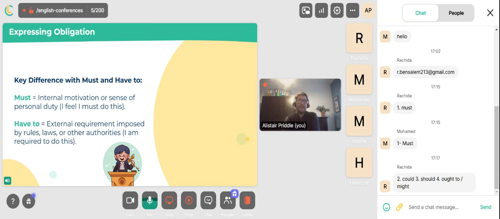So what is the key difference with must and have to? Must is an internal motivation or sense of personal duty. I feel I must do this. Have to is an external requirement imposed by rules, laws, or other authorities. I am required to do this. They are both obligation.